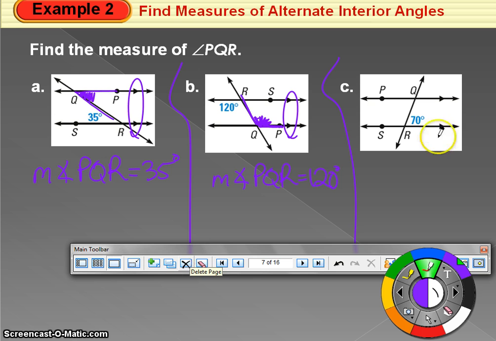And then the same thing on letter C, parallel lines. PQR, so that's right here. And that's alternate interior with the 70 that's on this spot. So then the measure of angle PQR equals 70 degrees.